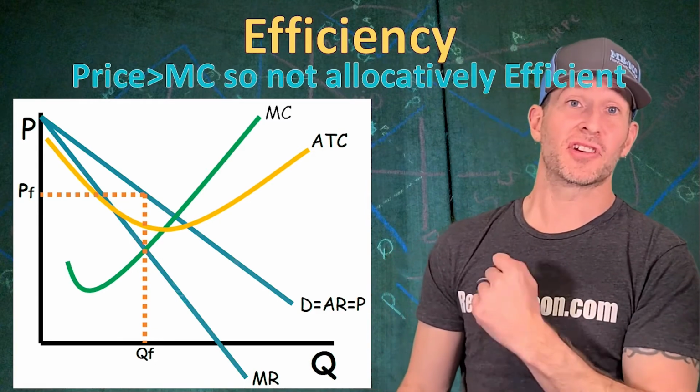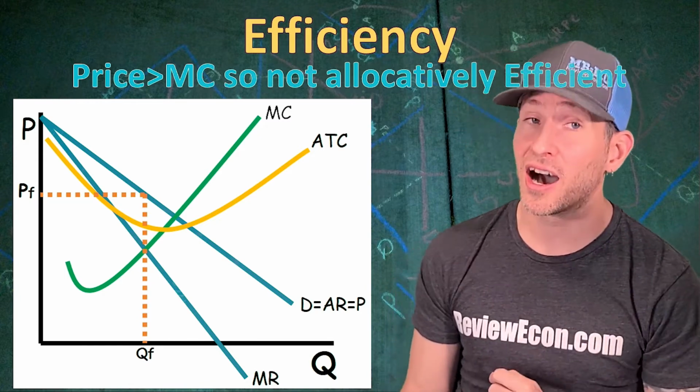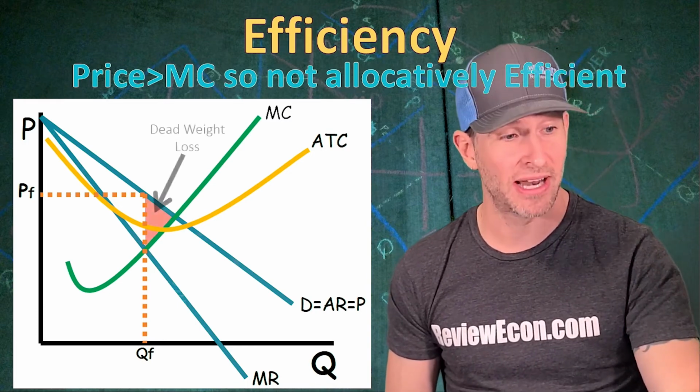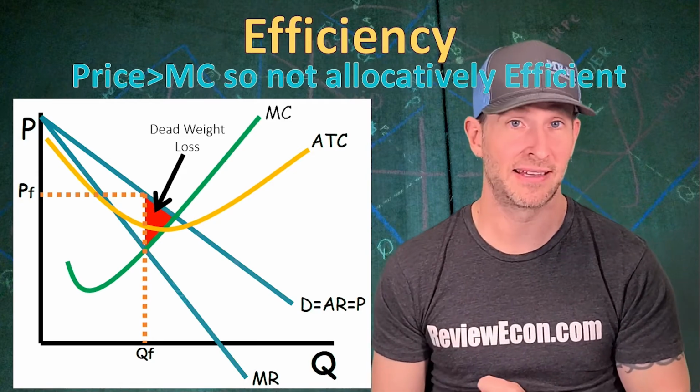The allocatively efficient quantity is found where the demand curve equals the marginal cost. This firm is underproducing and as a result is going to have deadweight loss. If there are numbers here, you could definitely calculate the area of that deadweight loss to find the value.